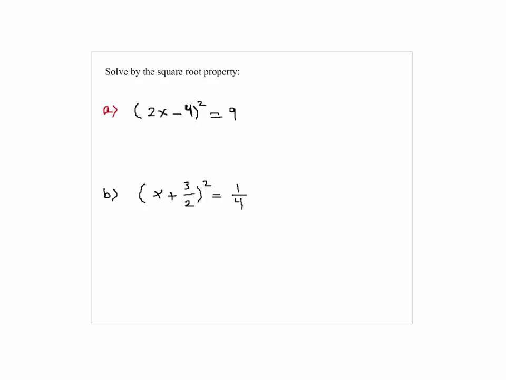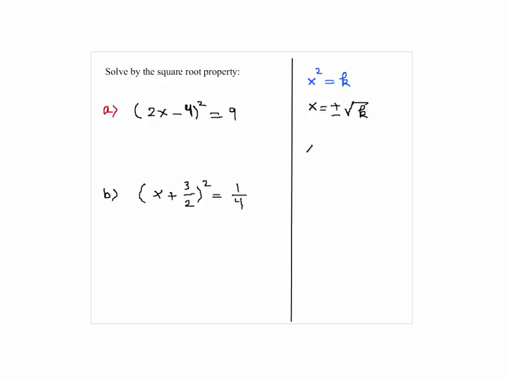Okay, solve by square root property. If I have something square, like x squared is equal to a constant k, k could be any number. Can somebody tell me how to solve for x? X equals plus or minus radical k. Very good. X will be plus or minus radical k.